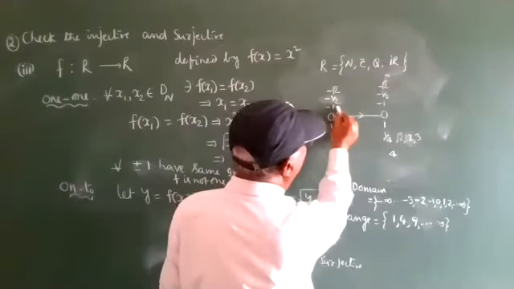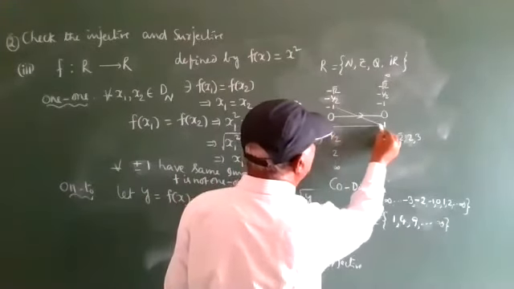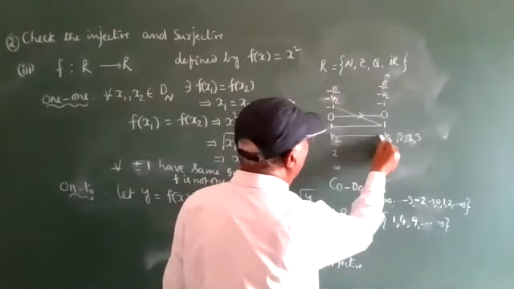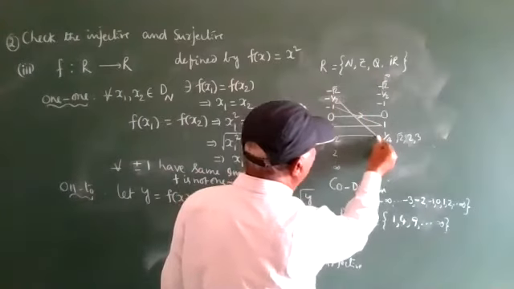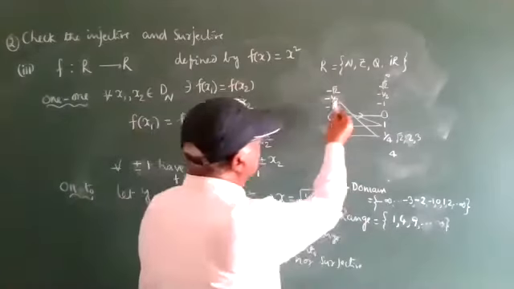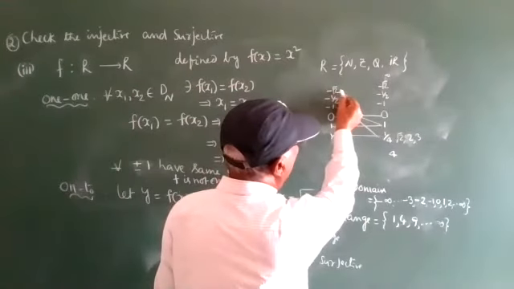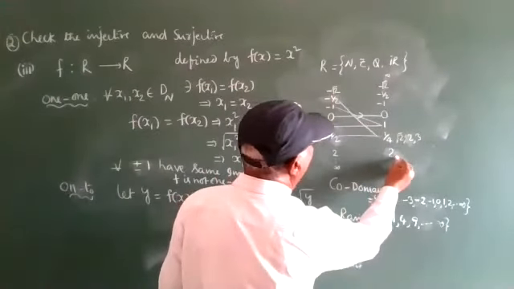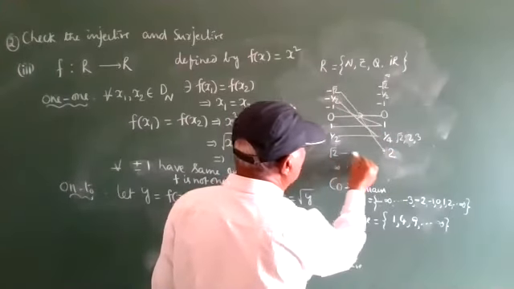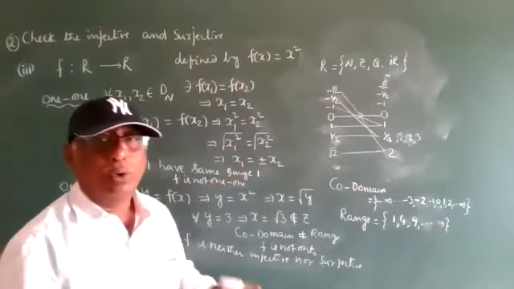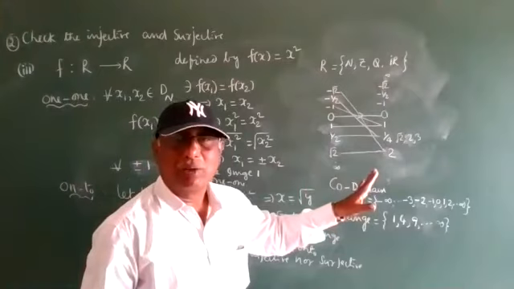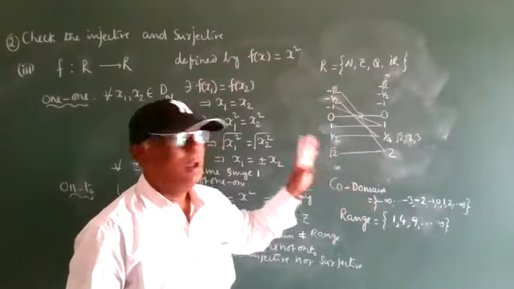Minus 1 squared is also plus 1, plus 1 squared is also plus 1. Plus 1/2 squared is 1/4, minus 1/2 squared is also 1/4. Root 2 squared is 2, minus root 2 squared is also 2. So two elements have one image, therefore it is not one-one.